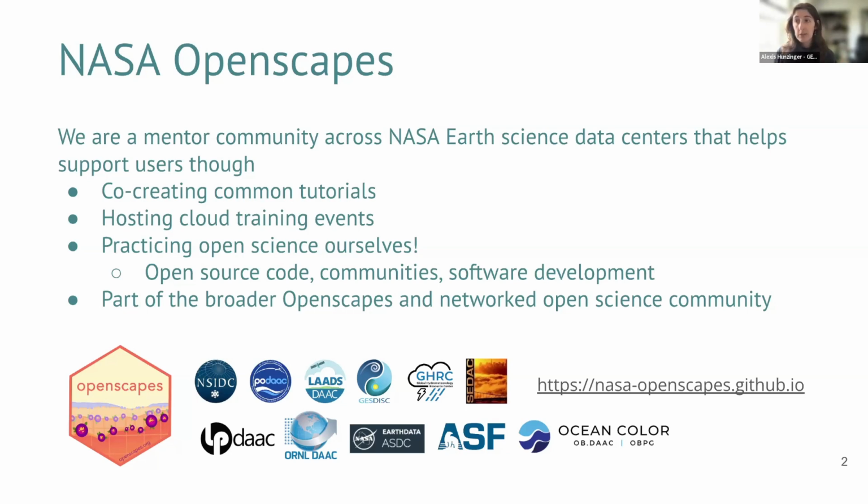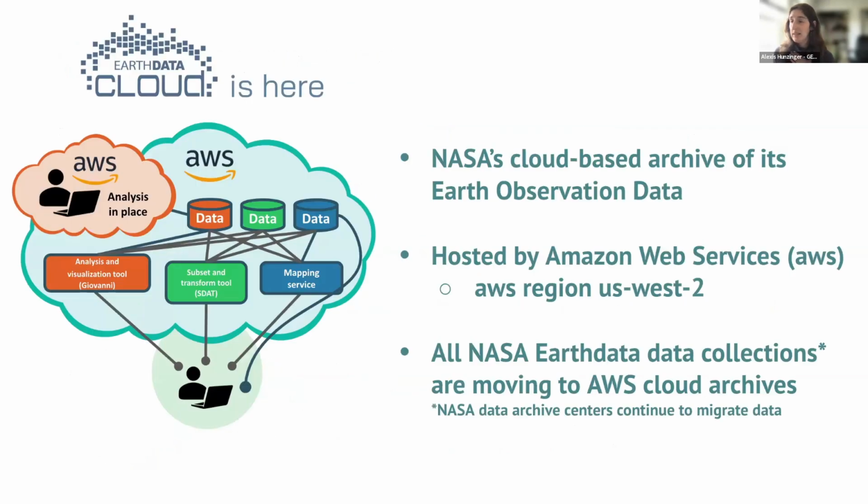We were creating common tutorials together because, of course, very similar patterns are seen when you start to access data in the cloud. This included, once we were prepared with our materials, hosting cloud training events, not unlike this one. And at the same time, we were trying to practice open science ourselves. So kind of demonstrating by doing. So we would teach open science principles to folks, but we were using them the whole time as well, which I think is the best way to illustrate a concept, is that you see someone else doing it and putting it in practice. Again, at the bottom here are logos for all of the DACs involved, which I think at this point is every single one of the 12 NASA data archives.